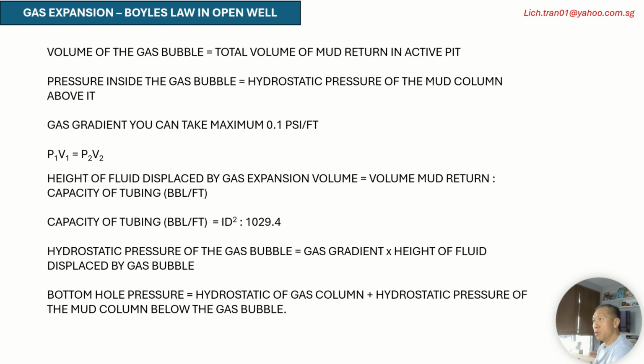And in an open well, during gas migration, this bottom hole pressure keeps dropping because the gas keeps displacing mud above it. Therefore, the total hydrostatic pressure in the well acting against the bottom hole keeps dropping to one point. It will be below the reservoir pressure or the formation pressure. Then you invite more influx, more gas coming in the well, and you end up having a blowout.